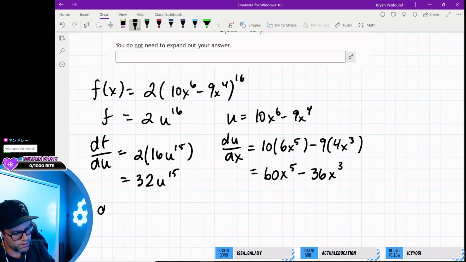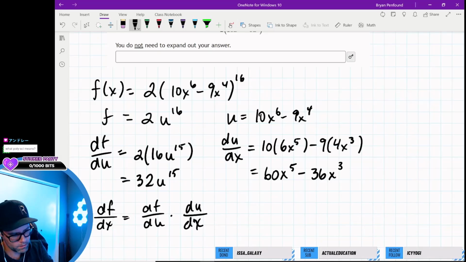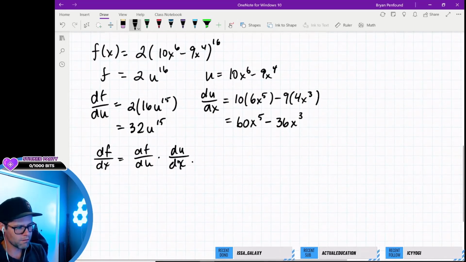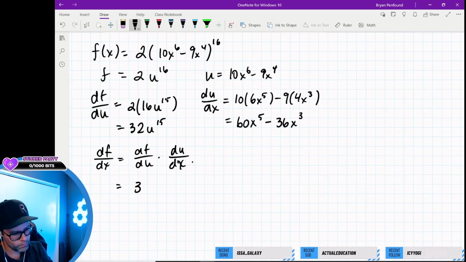So our derivative of f with respect to x should be the derivative of f with respect to u times the derivative of u with respect to x. You'll notice that this is one of the very few times in my life where I really appreciate Leibniz notation when working with the chain rule. It makes the chain rule feel so much easier.